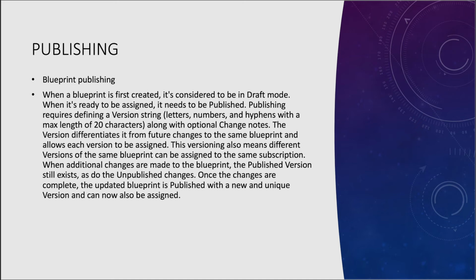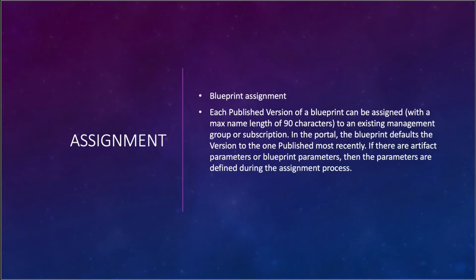That published version is the one that will be used, but you may have unpublished changes in a new version. You may be working on a draft mode of a new version. Once those changes are complete and the updated blueprint is published, you'll get that new unique version, and version control is a big part of this.